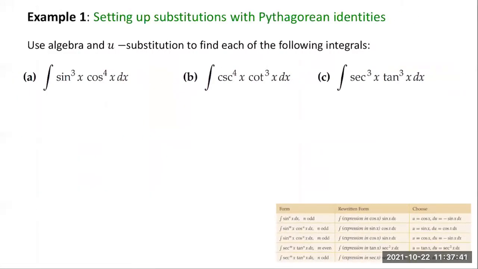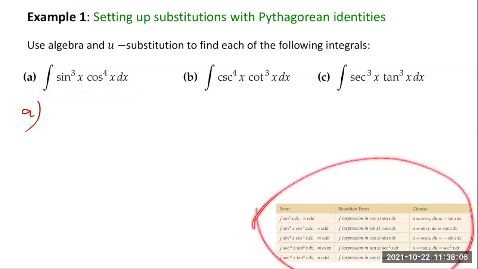All right, now let's work on an example to understand what's going on here. So the first example, I want to start with this first part. Let's read the example first, by the way. Use algebra and u substitution to find each of the following integrals. Let's work on this one. How do you find this integral?